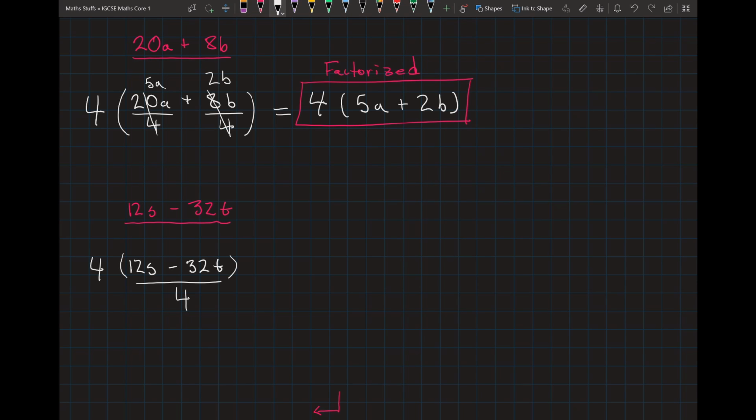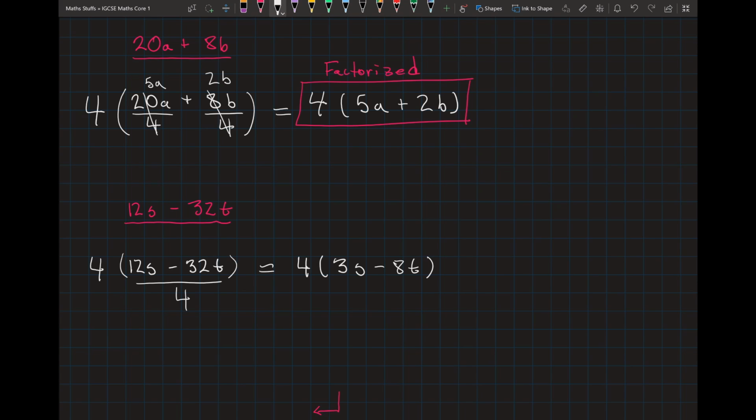Alright, so let's do this. So we've got 4 times 3s, right? 12s divided by 4 would be 3s, minus, and then we've got 32t divided by 4. 32 divided by 4 is going to be 8. So now we've factorized this. We've pulled the 4 out. That's one of our factors, right? So we pull out a factor. That's one way to think about it.